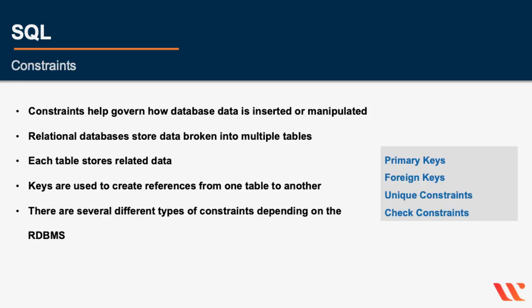Constraints. Constraints help count the database data when it's inserted or when you're making changes to that data. So relational databases store data broken into multiple tables, as we've seen. Each table stores related data. The keys are used to create references from one table to another, and there are different types of constraints that you can apply depending on the RDBMS. So the main four constraints are the primary keys, foreign keys, unique constraints, and check constraints.